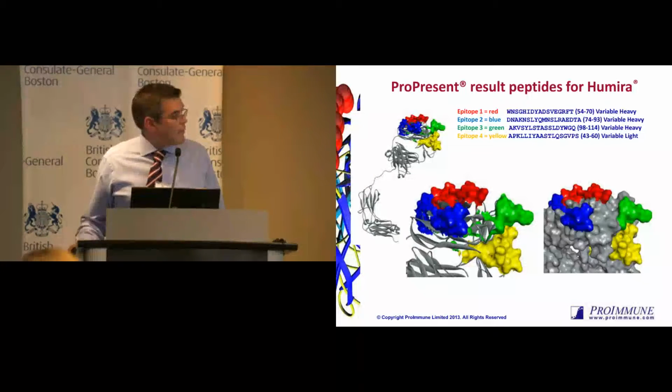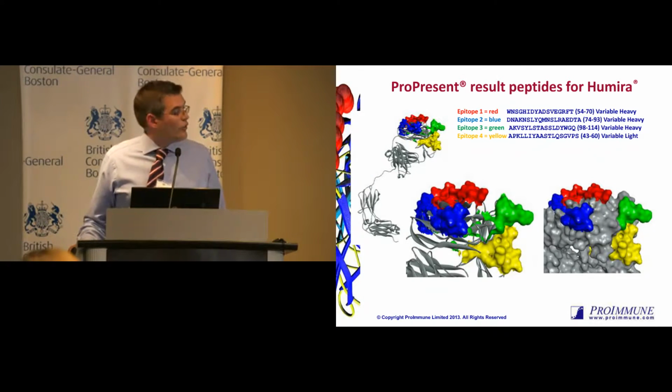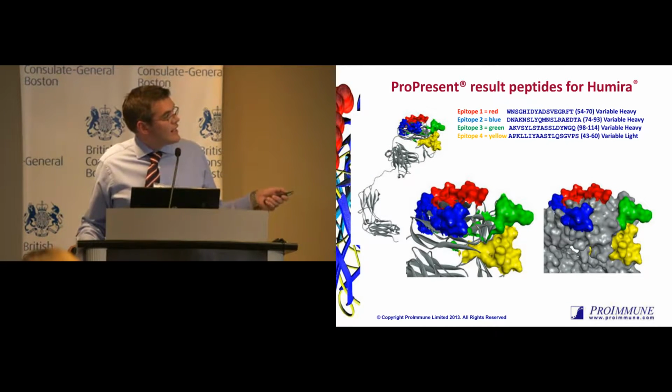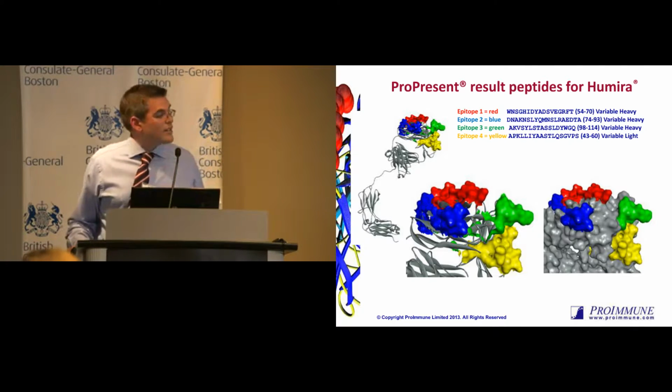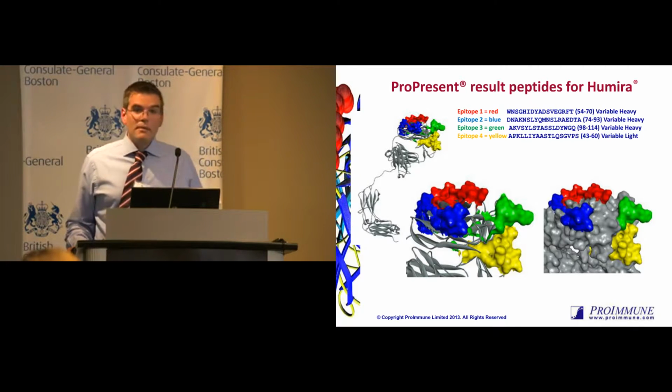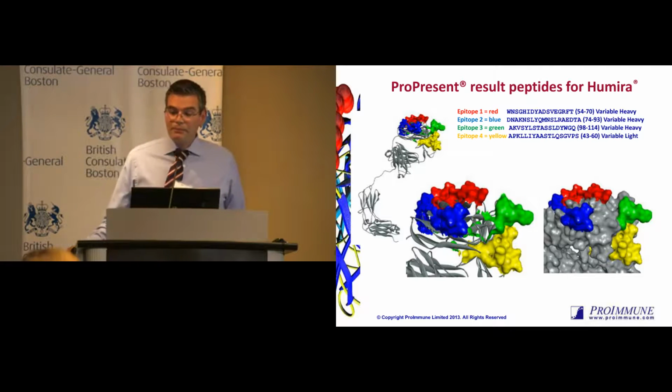Now, if we map those 4 regions onto the molecule, interestingly, these are typically in the CDR regions of Humira, which isn't too surprising really, but this is very key information because it allows us to identify precisely those peptides that are naturally processed and presented.